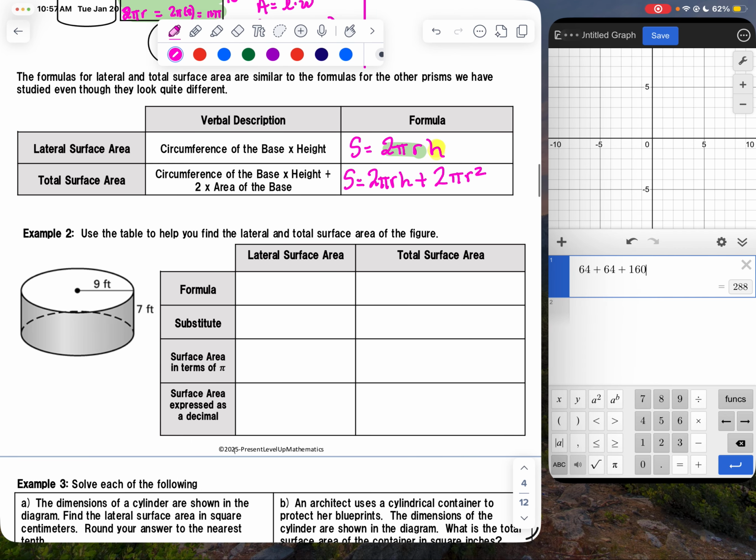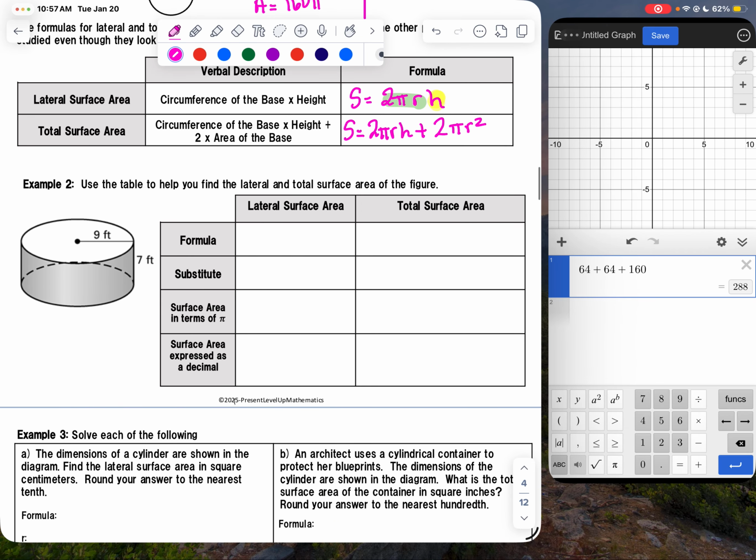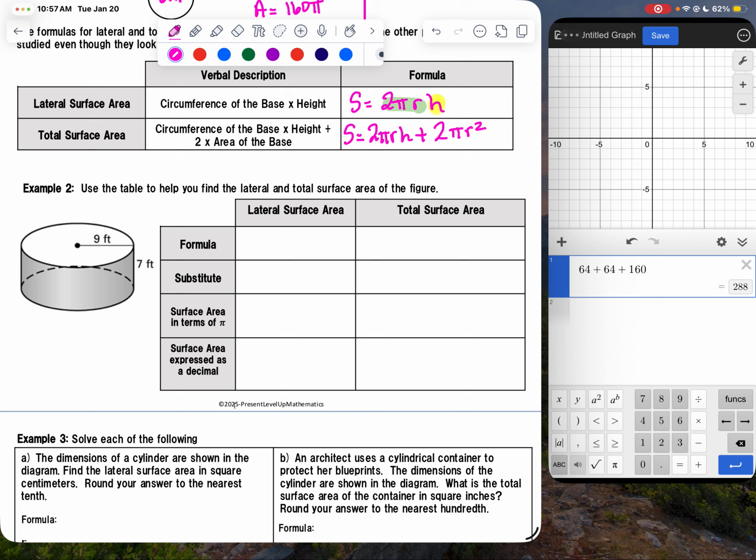Now let's practice using these two formulas. In example 2, it says use the table to help you find the lateral and total surface area of the figure. We have a cylinder here that has a radius of 9 feet and a height of 7 feet. If I'm asked to find the lateral surface area, I will use the formula S equals 2 pi r h. Then I'll substitute in my values. So this would be S equals 2 pi times the radius, which is 9, times the height, which is 7.